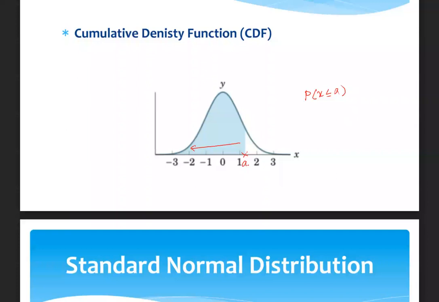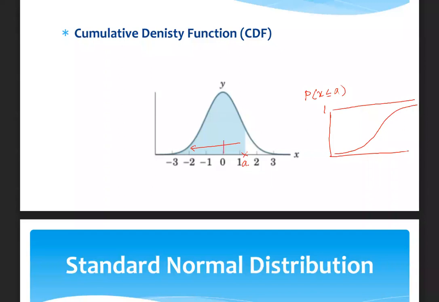Now, interestingly, if you draw the cumulative density function for a normal distribution, it looks like this, and it approaches 1. This is 1. This is called an elongated S curve. Cumulative density function. Remember, it accumulates all the probabilities to the left.